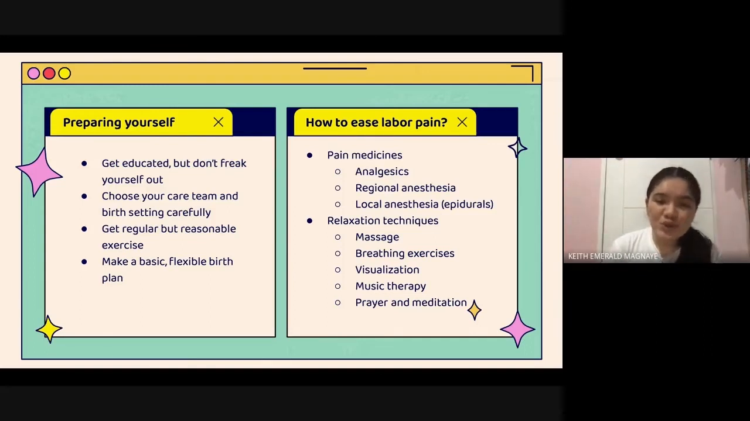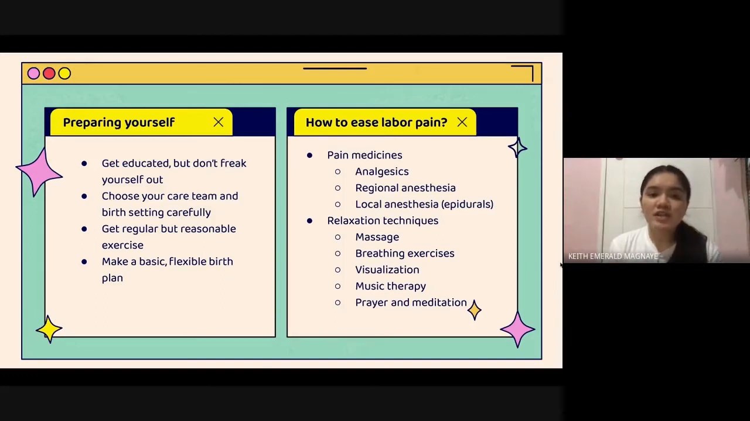Talk to your doctor about what he or she considers to be a safe exercise plan for you. Pero if hindi po talaga kaya na mag-exercise, kahit yung simpleng paglalakad po ay sobrang makakatulong na po sa labor and delivery nyo.